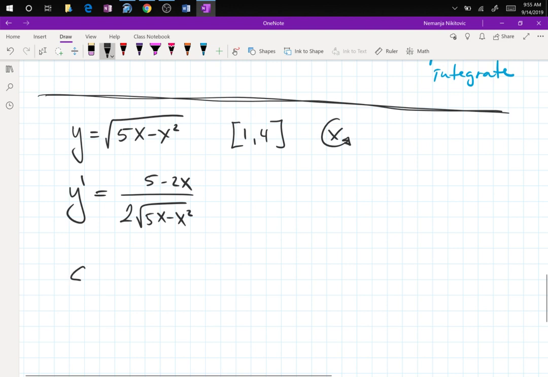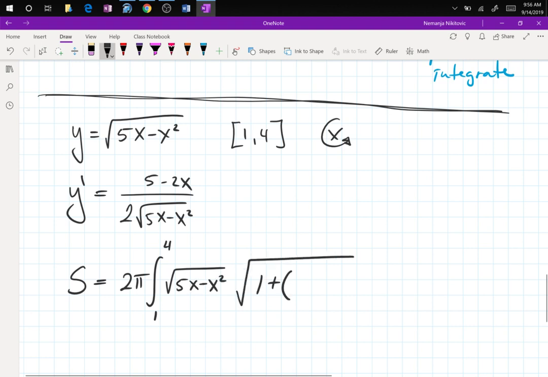And now we'll just find the surface area because we have all of the ingredients for our soup. Right? We have 2 pi, we have 1 to 4. Now we have the function as is, which is 5x minus x squared times the square root of 1 plus, and then we have this 5 minus 2x divided by 2 times the square root of 5x minus x squared, everything squared, dx.